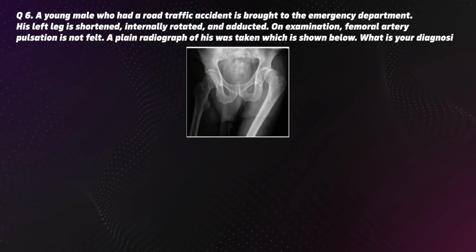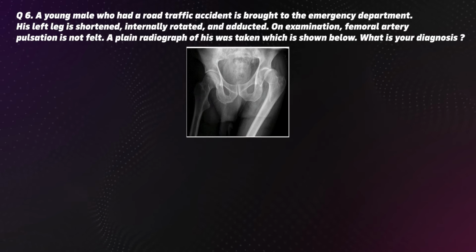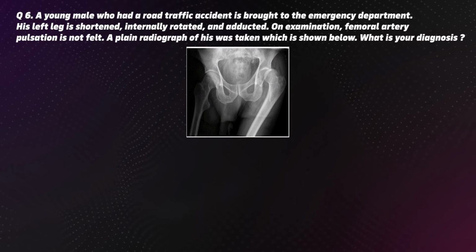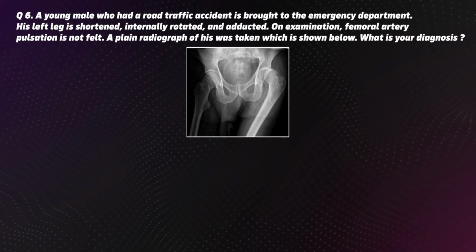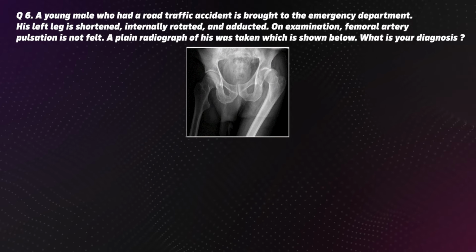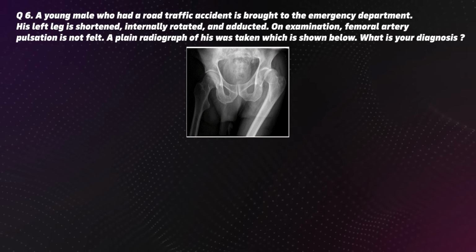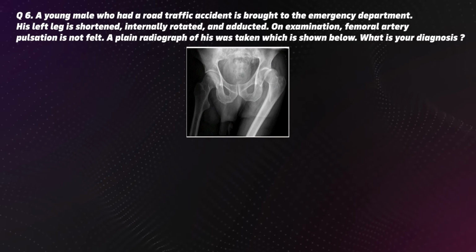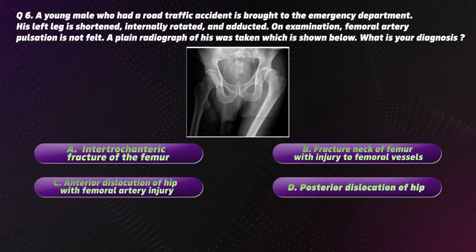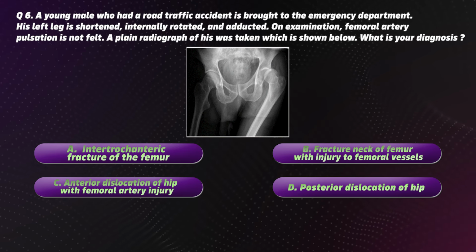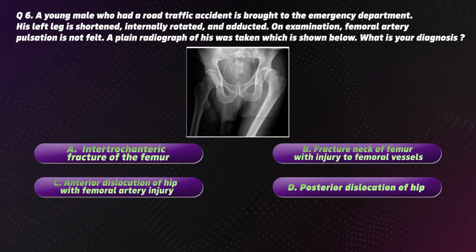Question 6. A young male who had a road traffic accident is brought to the emergency department. His left leg is shortened, internally rotated, and adducted. On examination, femoral artery pulsation is not felt. A plain radiograph of his was taken, which is shown below. What is your diagnosis? Here are the options. A. Intertrochanteric fracture of the femur. B. Fracture neck of femur with injury to femoral vessels.